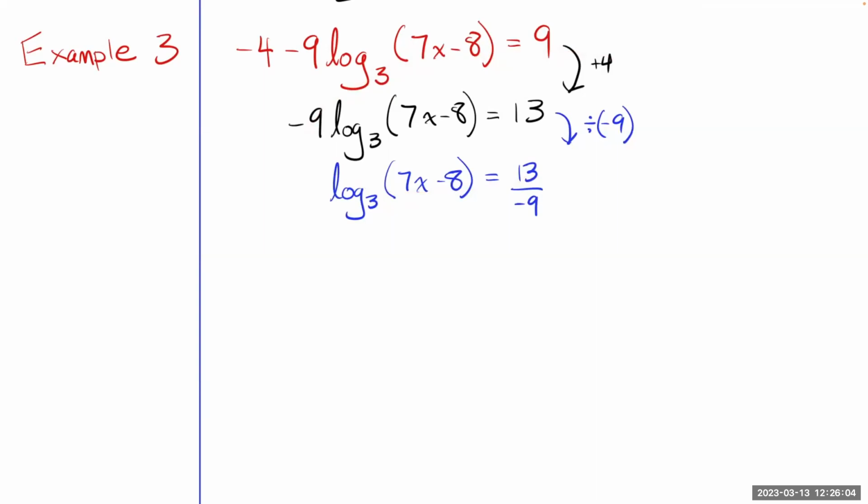Now what do we do? It could be 3 to the power of log and all that. Yeah, so 3 to the power of log of all that, 7x minus 8, equal to 3 to the power of 13 over -9. What is that process called? Exponentiation.